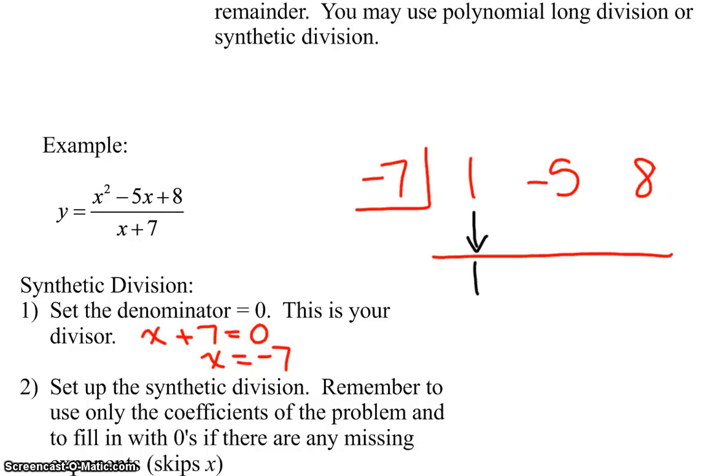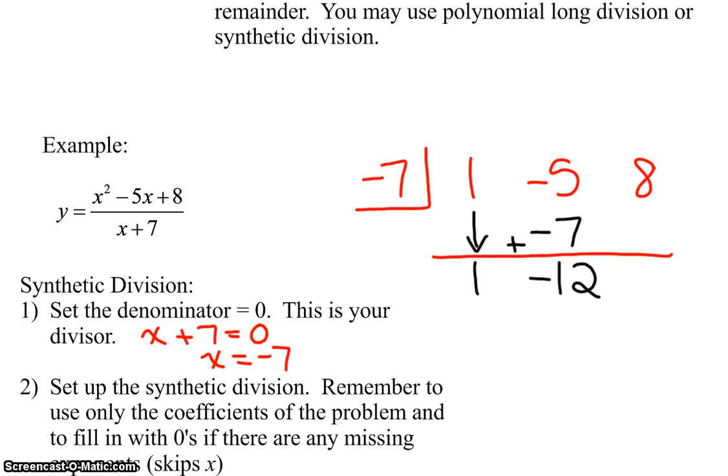Negative 7 times 1 is negative 7. That goes in the next position above the line. Now that we've done that, we always add down, and negative 5 plus negative 7 is negative 12.